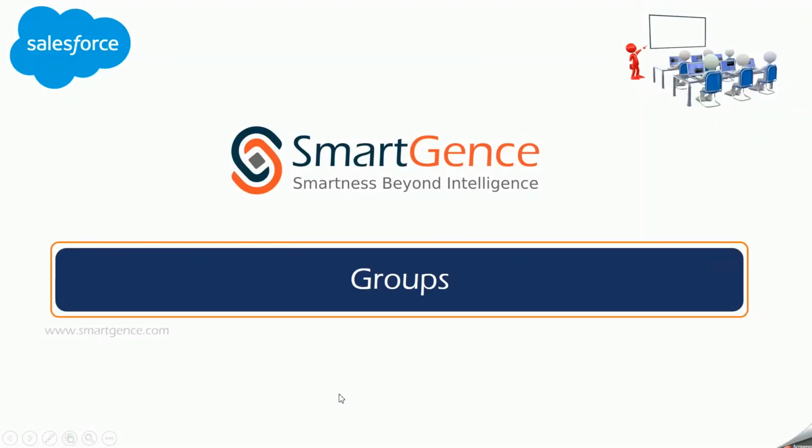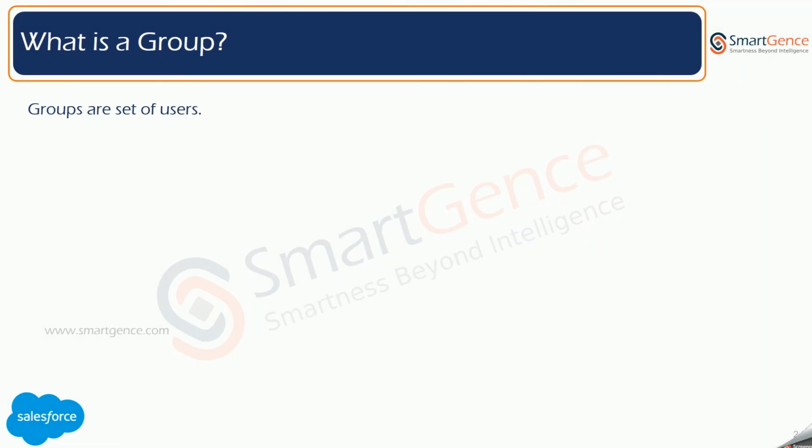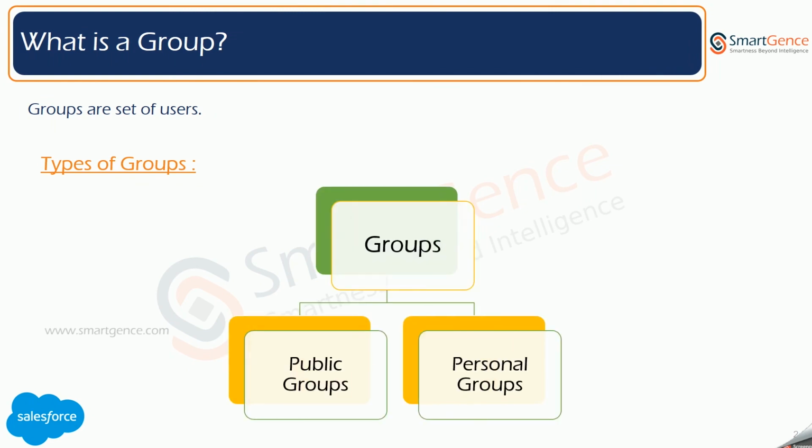Hello there. This session will talk about groups in Salesforce. So, as in most of our videos, let's start with the question: what is a group? Groups are sets of users. As you have known, it is just a literal meaning. But here in Salesforce, we do have two different types of groups. One is public groups and the other is personal groups.